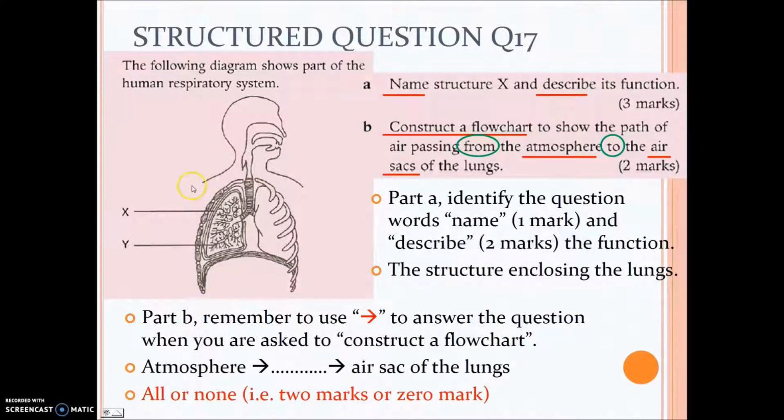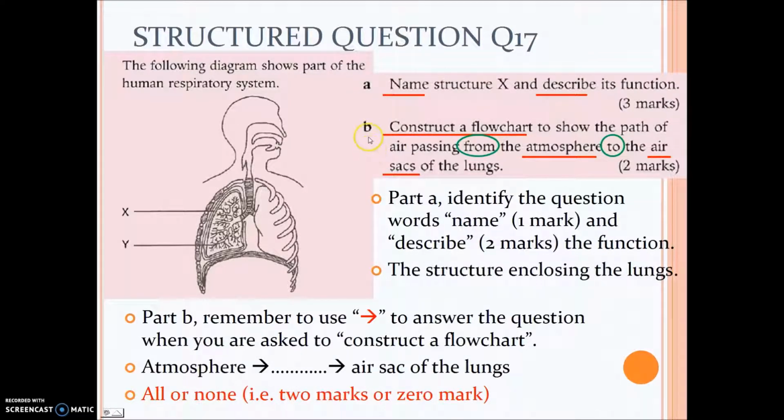It is not the intercostal muscle, and it is not the rib cage either, because you can see that this small circle should be the ribs, and this part will be the intercostal muscle. So any other parts, the structure is enclosing the lungs. So you can name it and describe the function. Remember that the function is not enclosing the lungs. This sentence is telling you the location of this structure.